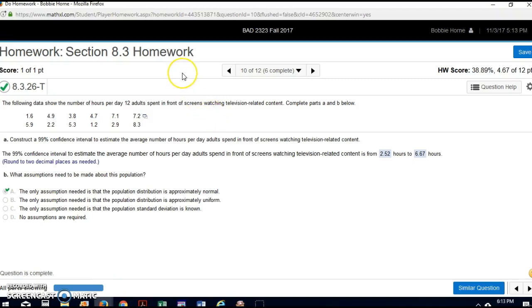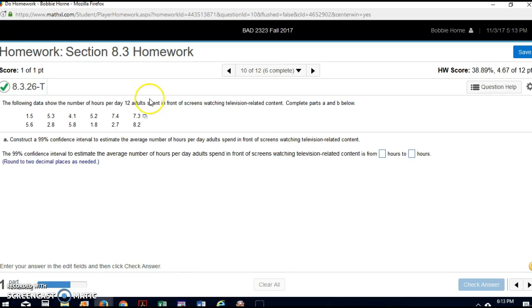Okay, I'm going to show you how to work problems like number 10, 11, and 12 in your homework. If you can work number 10, you'll be able to do 11 and 12. So I'm going to click on the similar question, so I start with a new one.